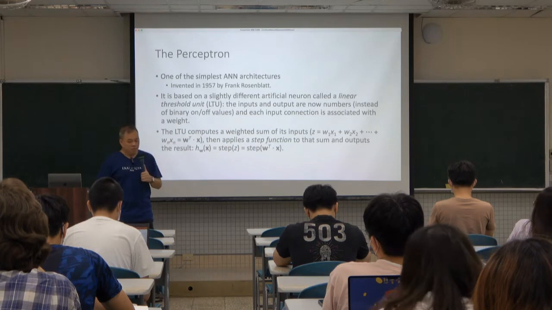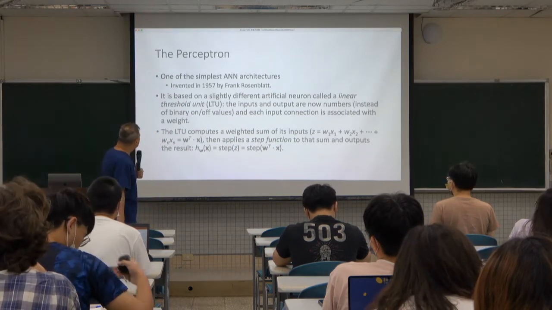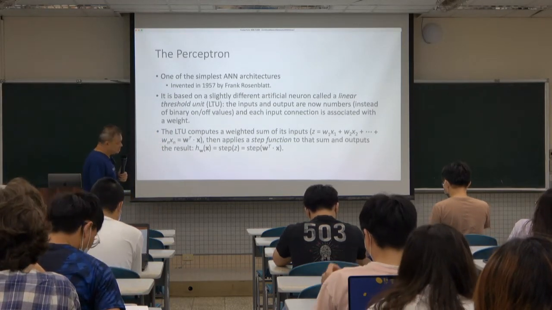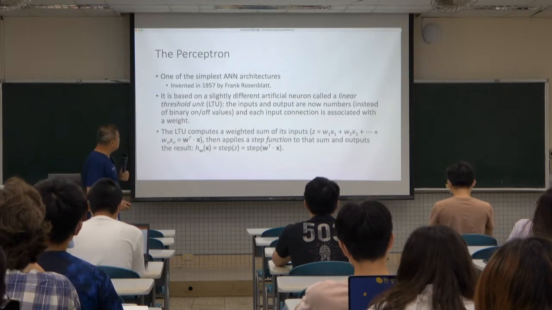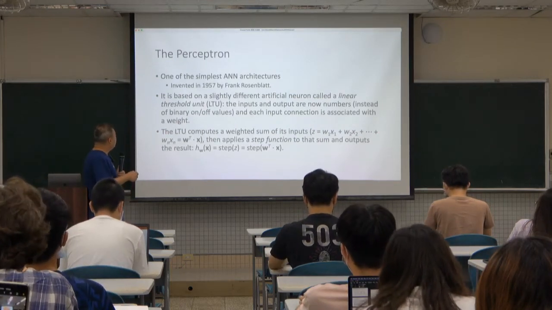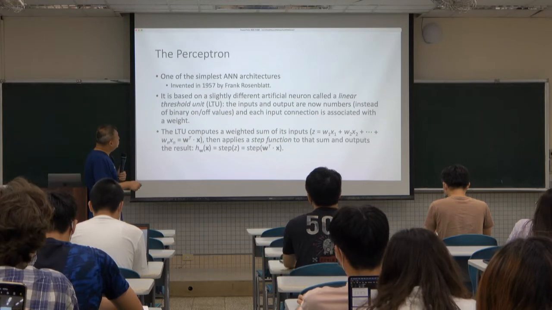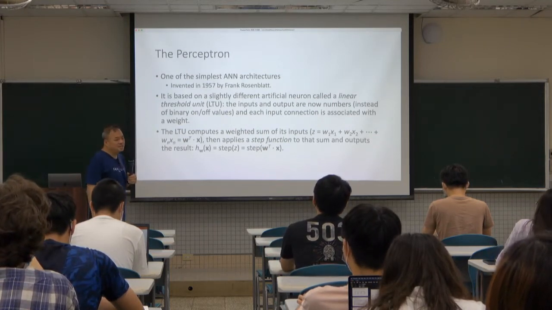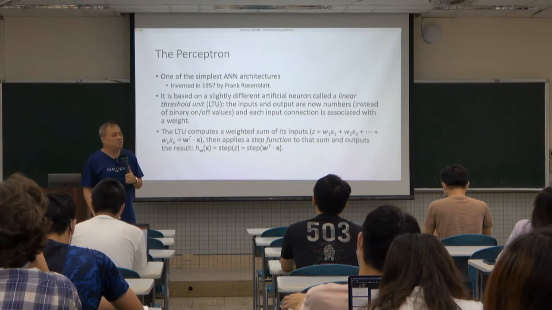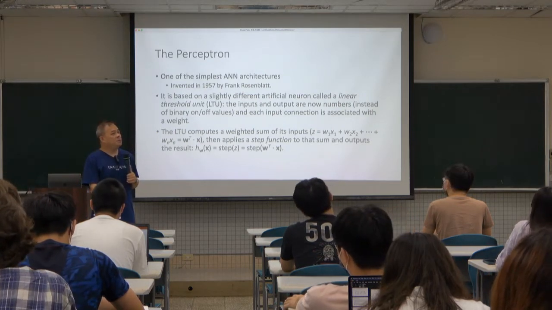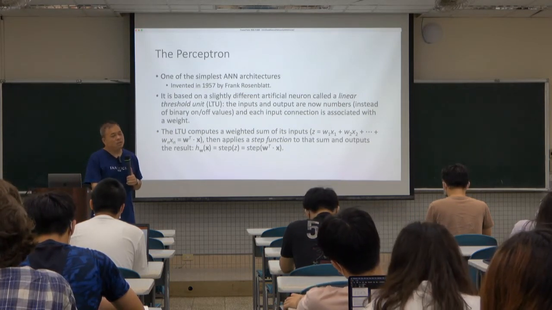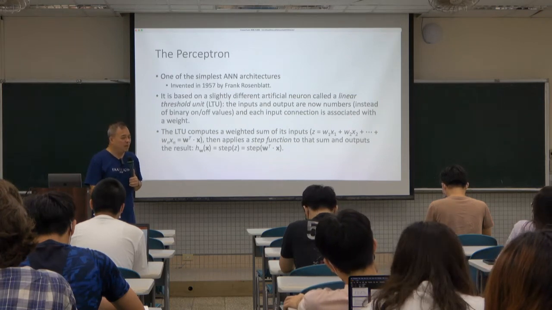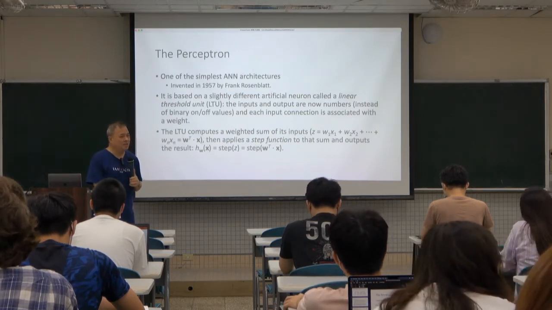So, you know, there's another simple architecture proposed, okay, by Frank Rosenblatt in 1957. This is close to the end of the first AI wave. Actually, this architecture was very popular in the first AI wave.